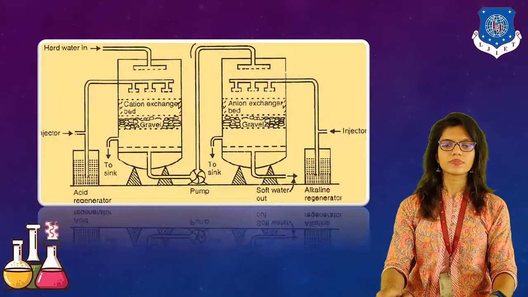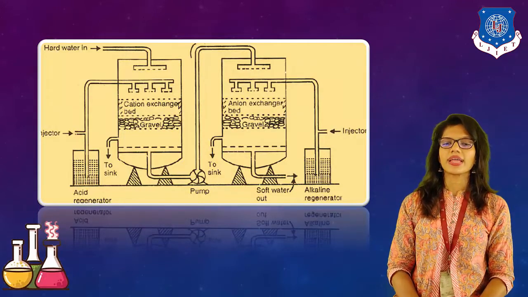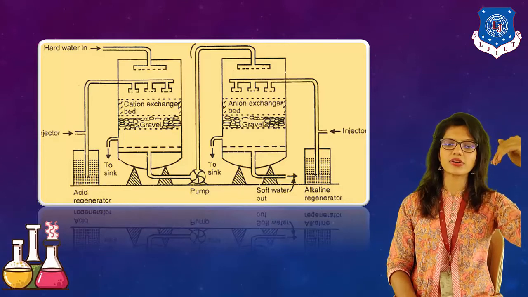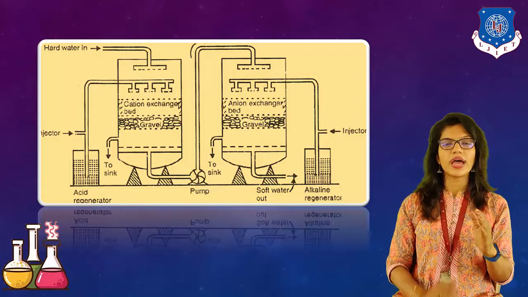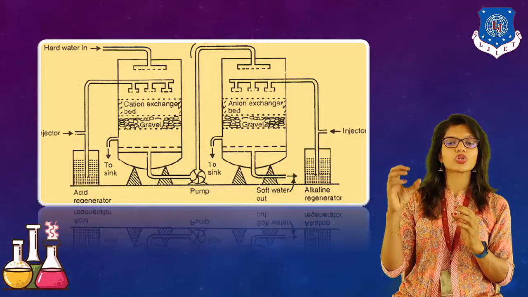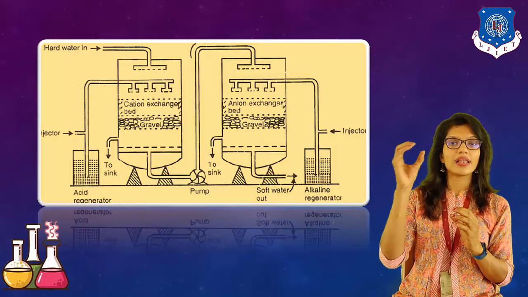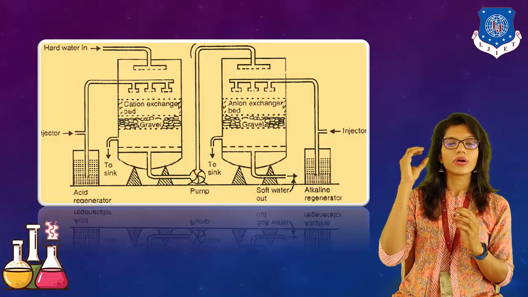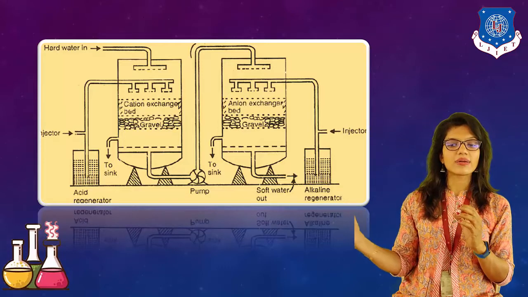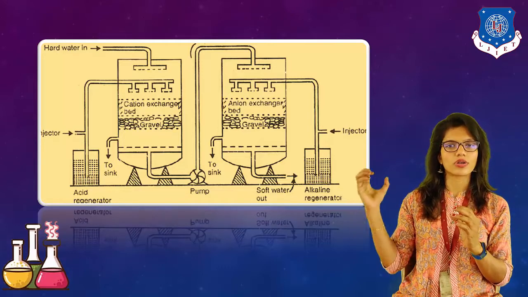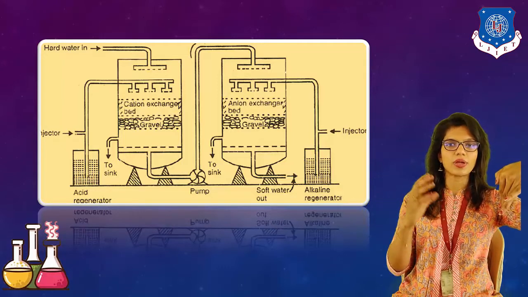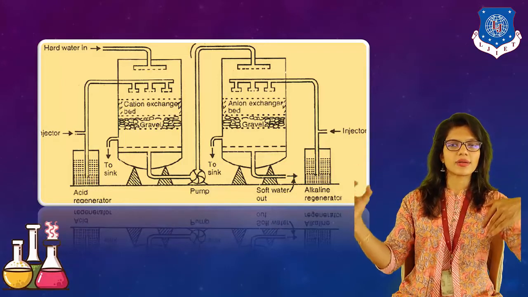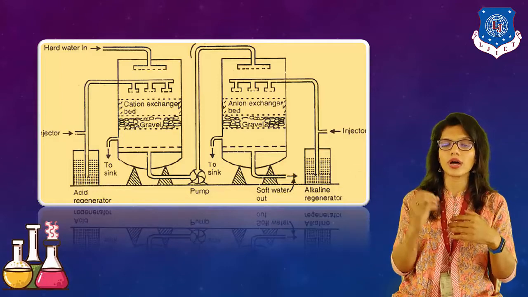Let's see here. We have a cation exchanger bed and an anion exchanger bed. First, we have a hard water inlet. First, it will pass to the cation exchanger where Ca and Mg are removed, and after that when it is passed through the anion exchanger bed, Cl, SO4, etc. are removed there, and at the last we will find the soft water out. So first calcium and magnesium are removed, then chlorides and sulfates are removed, and then we have a soft water outlet.